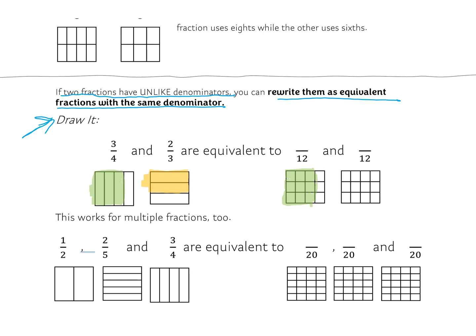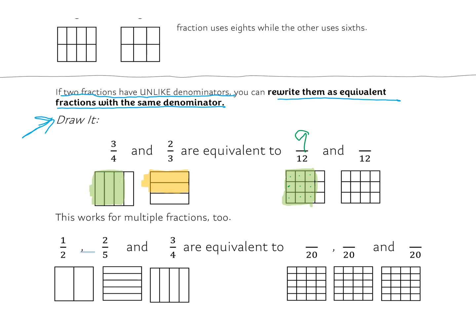So I moved those 3 pieces over, and when I do that, you should be able to see if I count them, 1, 2, 3, 4, 5, 6, 7, 8, 9. My 3/4 is now being written as 9/12. These are equivalent fractions. I just moved those pieces over and cut them up into twelfths. We can do the same thing with our 2/3.